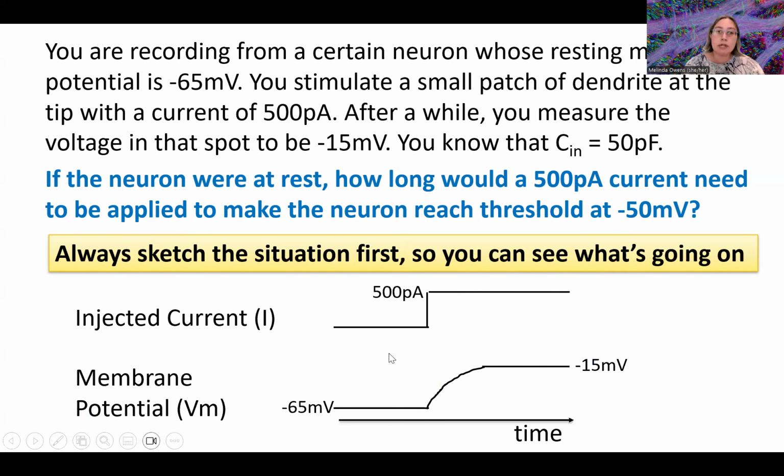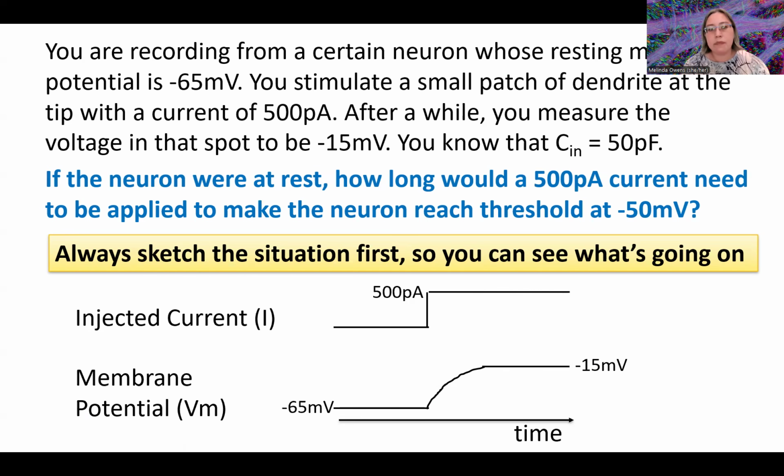So how is the neuron going to respond? Well, the membrane potential was at negative 65, right? And once you start injecting the current, it's going to go up and up and up. And it says you measure it after a while, right? So we're going to assume a long time, it's going to be negative 15 millivolts. Okay, so that's what the baseline situation is.